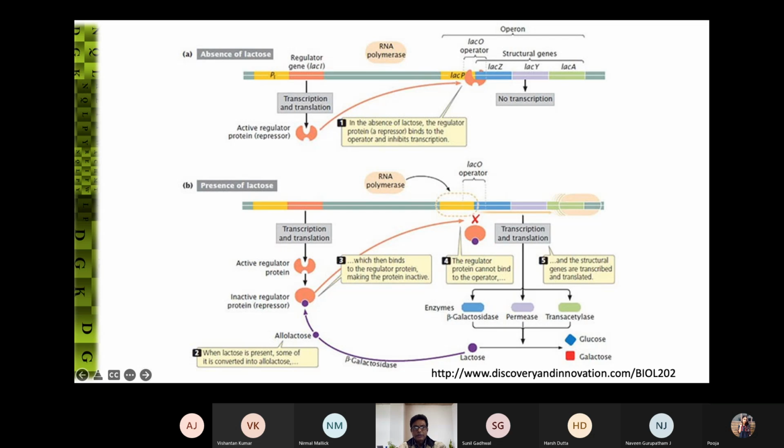Now, how does this allolactose happen? Actually, there is some kind of a basal level of production of beta-galactosidase, which is normally present.